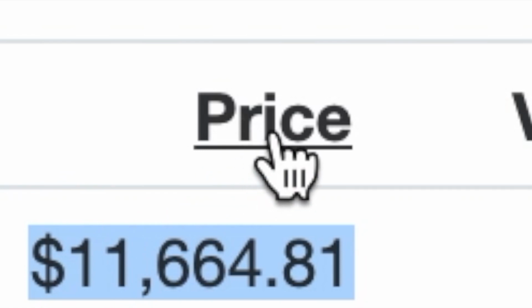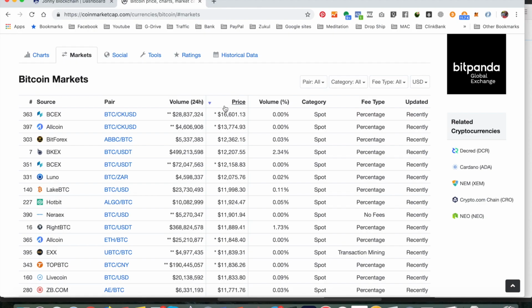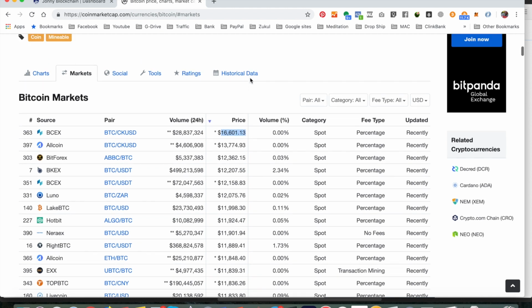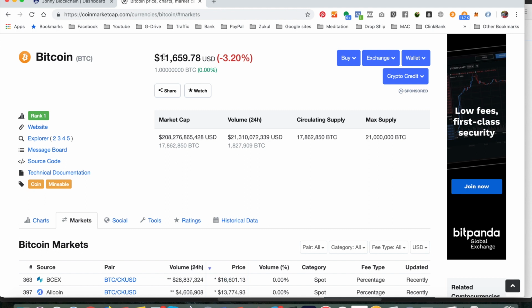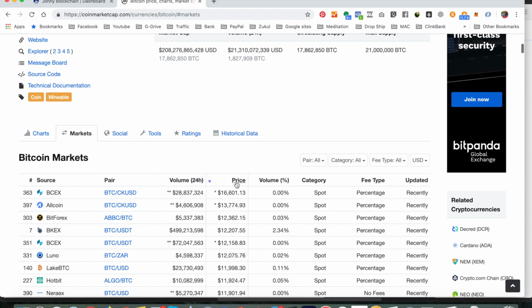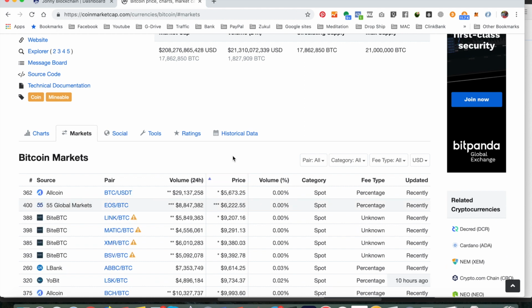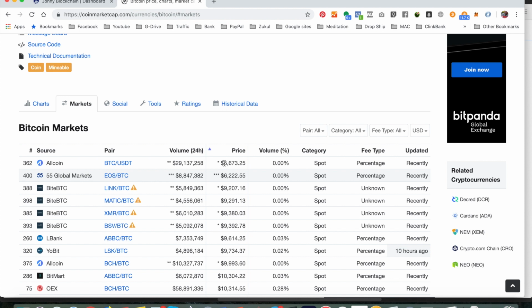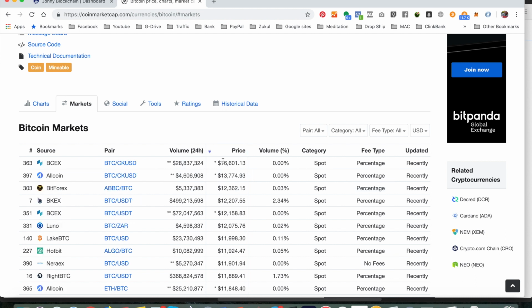Now what we're going to do is click on this price up the top here. And as you can see, it says $16,601. Well, if I look here, it says 11,000. So you can see that this is the average price. If I click on the price again, it's now going to show me the lowest price. So it's going to show me this figure, 5,673. So let's have a look at how much profit that is. Let's click on the price again to find the highest price, and I'm going to copy this number, which is 16,601.